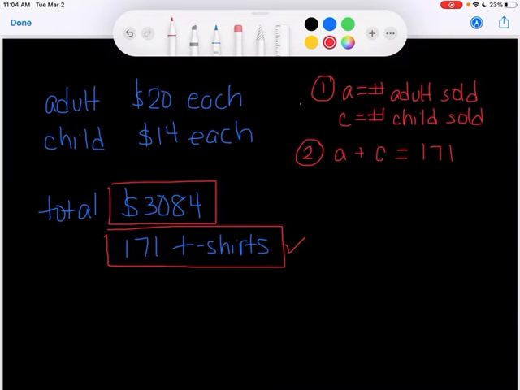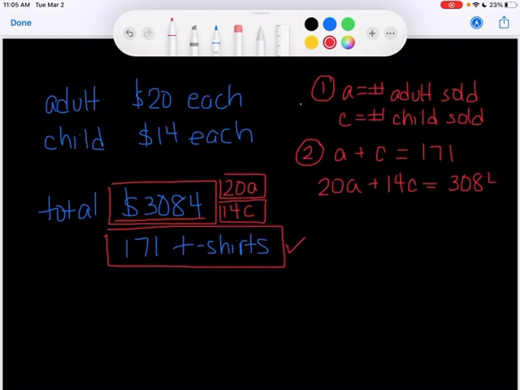All right, now for cost, remember you're making $20 per adult t-shirt and $14 per child t-shirt. So it's 20A and 14C. This would represent how much you made from all the adult t-shirts, and this would represent how much you made from all the child t-shirts. But together, you get 3,084, so you need to add them. So it would be 20A plus 14C equals 3,084. Step 2 is the hardest part. Once you get step 2, you can just solve it.